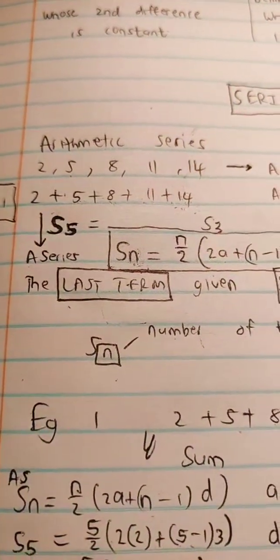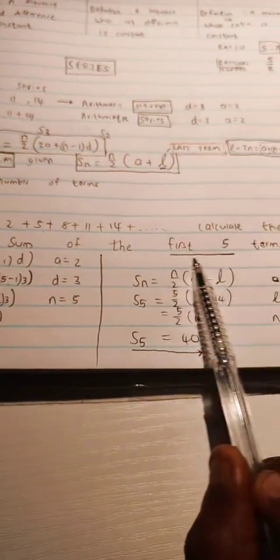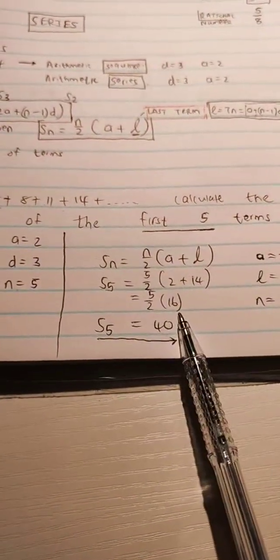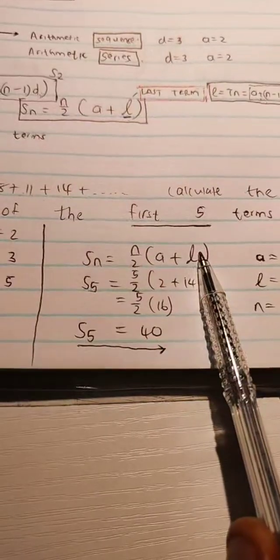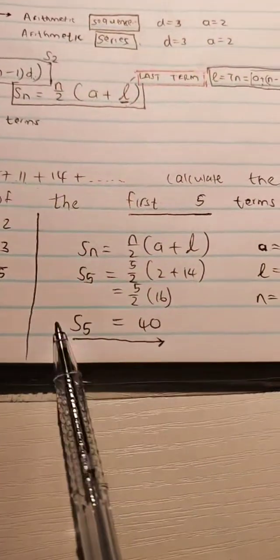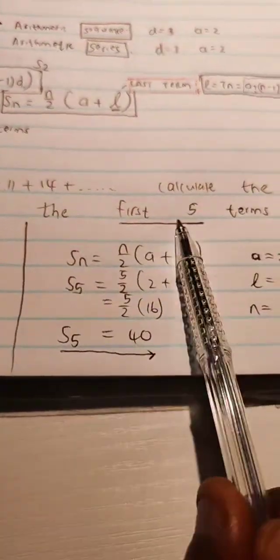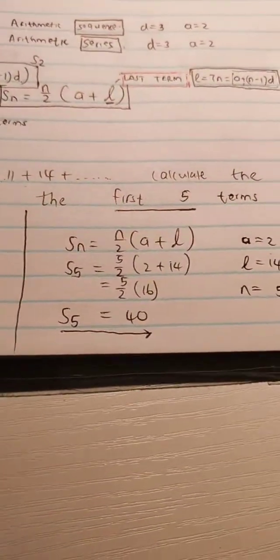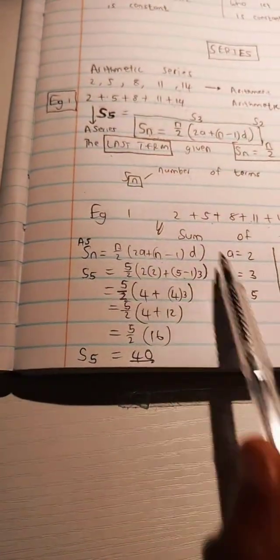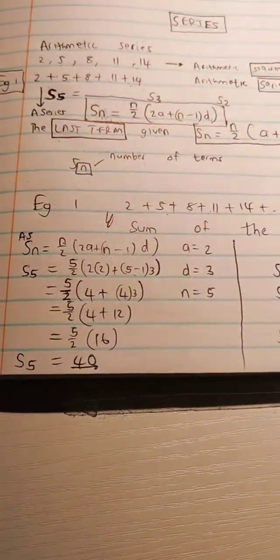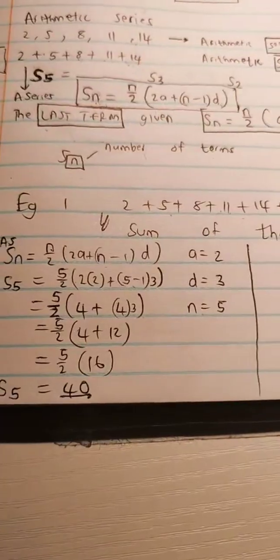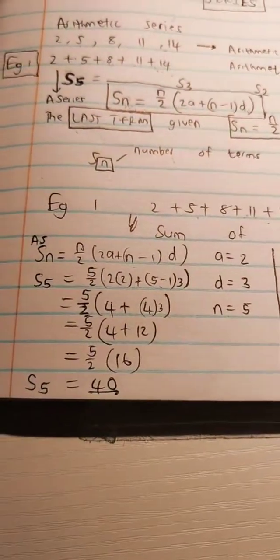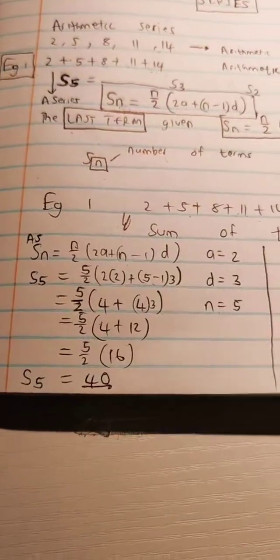Then you go ahead and use this formula if you want, as long as you have the last term. Are you with me? You can use this formula as long as you have the last term for the number of terms that are required. Or you can use this one. I hope we are together now.